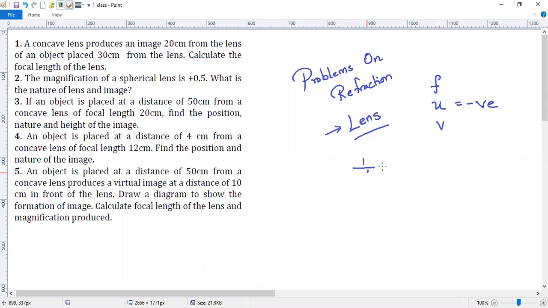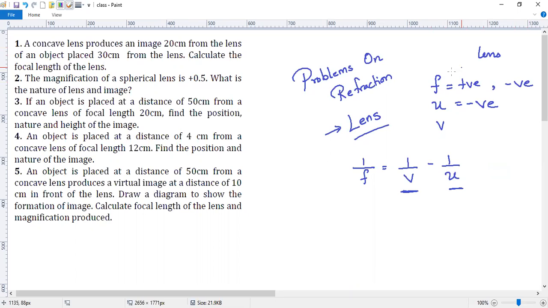Good. 1 by F is equal to 1 by V minus 1 by U. Make sure you write this V in the beginning and then the U. 1 by V minus 1 by U. Okay. Next thing, focal length: in case of a lens, you will have a positive value or a negative value.